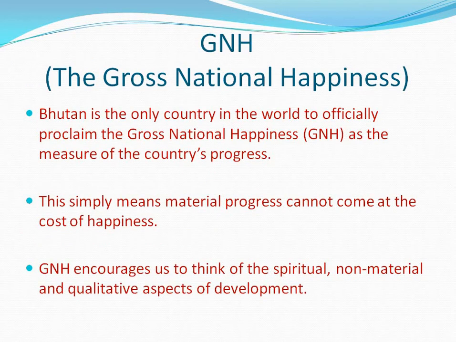Another aspect, one important thing, in the world, only one country has another provision, another index to measure human development. It is known as GNH, or Gross National Happiness. That country is Bhutan. Bhutan is the only country in the world to officially proclaim Gross National Happiness as the measure of the country's progress. Remember, what does it mean? This simply means material progress cannot come at the cost of happiness.